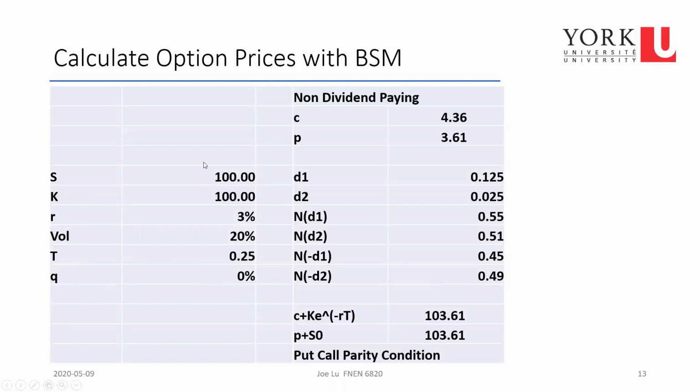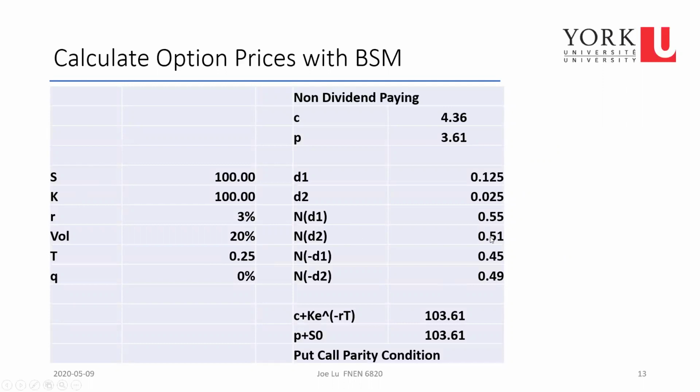Now what you need is, let's take an example. So you have a stock of $100, a strike of $100. In this case, we call this an at the money option. And say we have a 3% interest rate. The annualized volatility of the stock is 20%. And we're looking at a 3-month maturity here, 0.25, a quarter of a year.